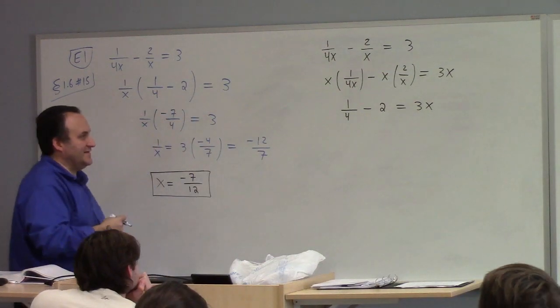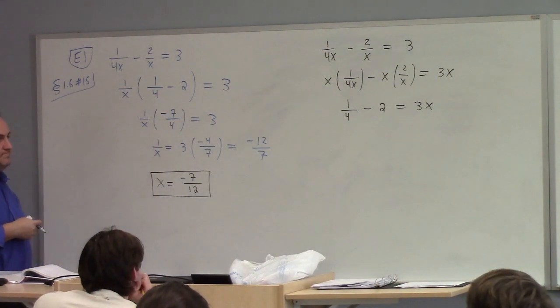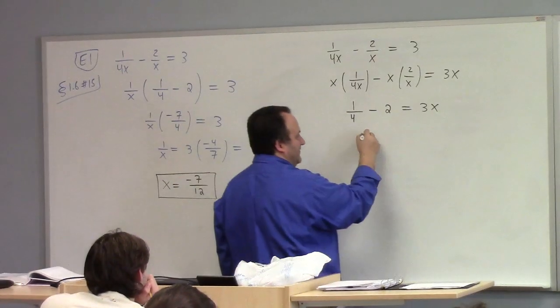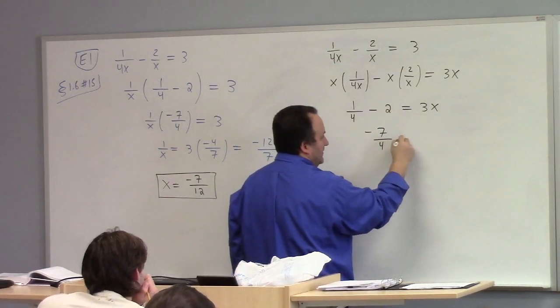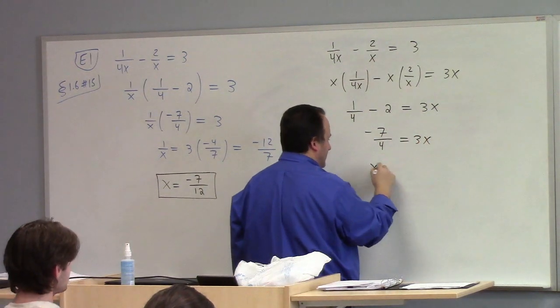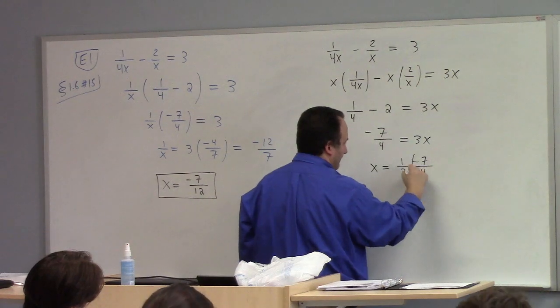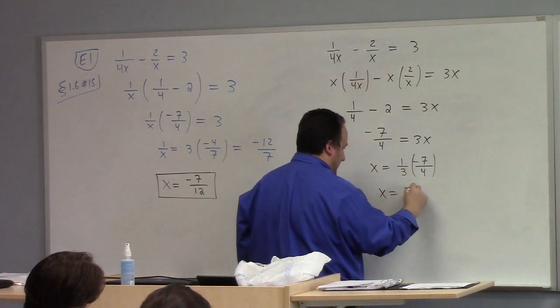You like this better? Fine, yeah. And then what? This is minus 7/4 equals 3x. So x is equal to 1/3 of minus 7 over 4, also known as minus 7 over 12.